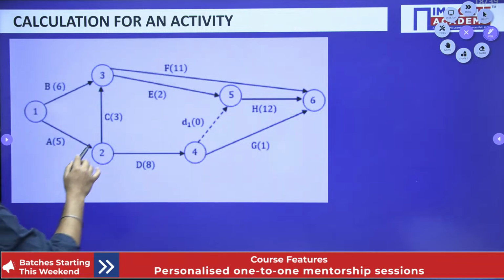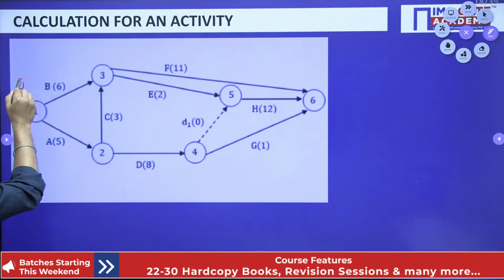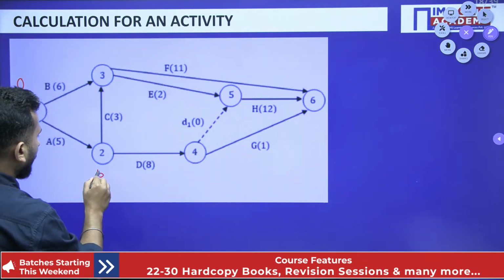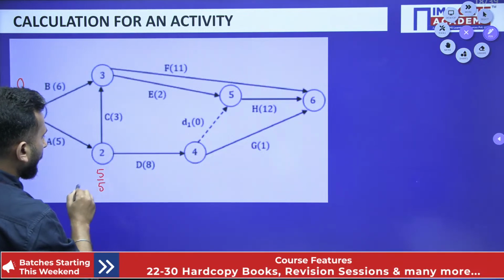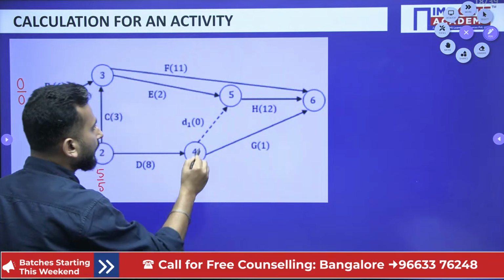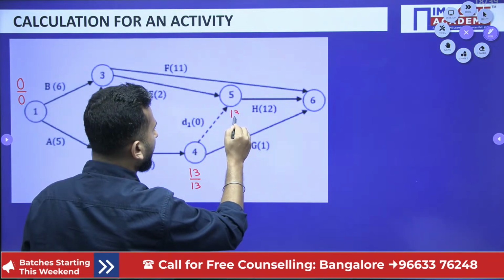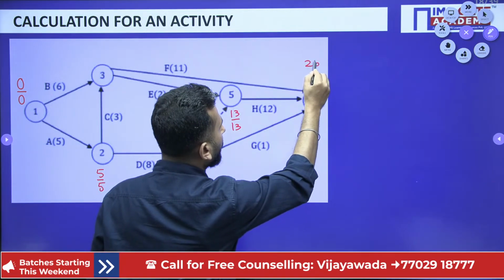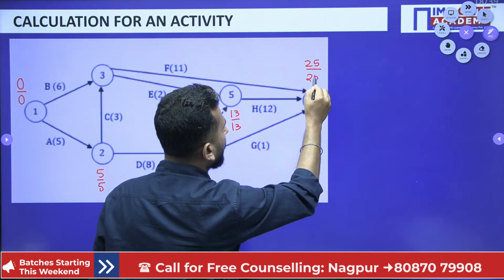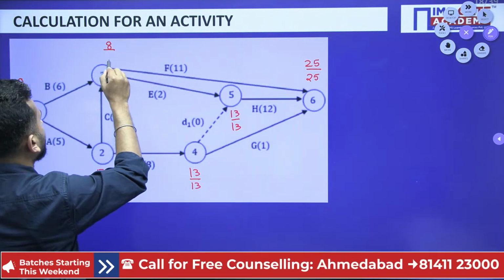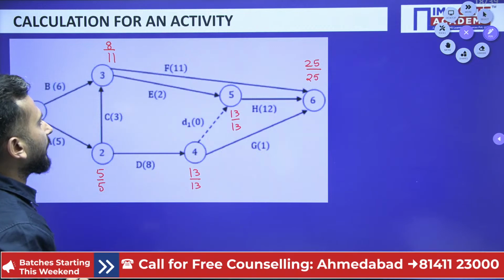So now, my dear friends, we have to evaluate an activity, and for that I am writing again. It was 0, 0. It was 5 and 5. It was 13 and 13. It was also 13 and 13. It was 25 and 25. And this was 8 and 11. Right?